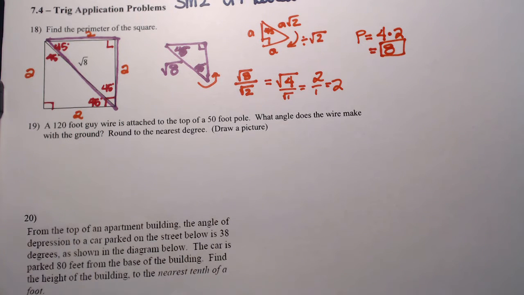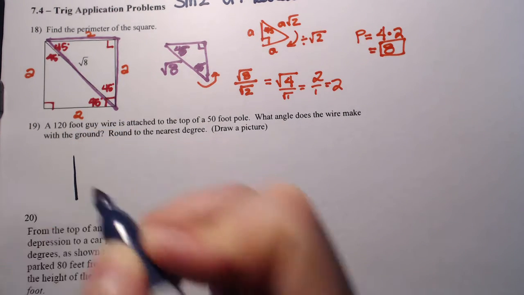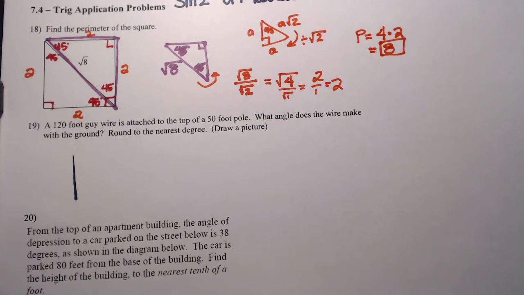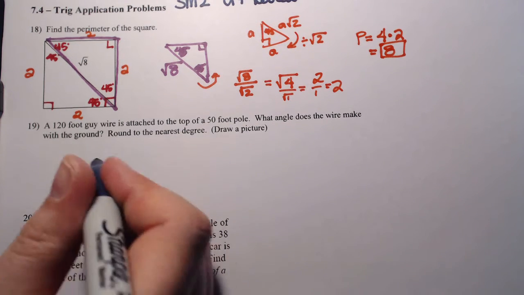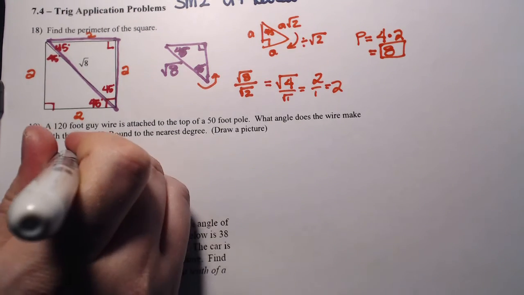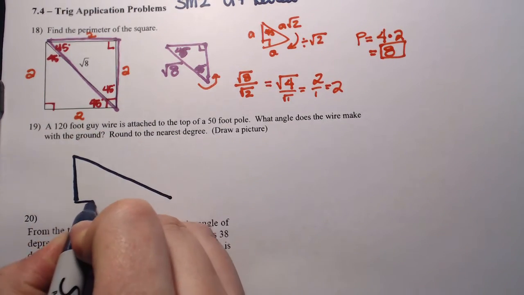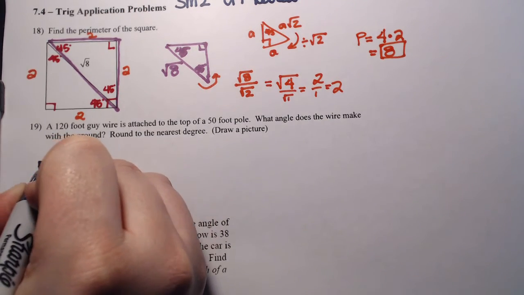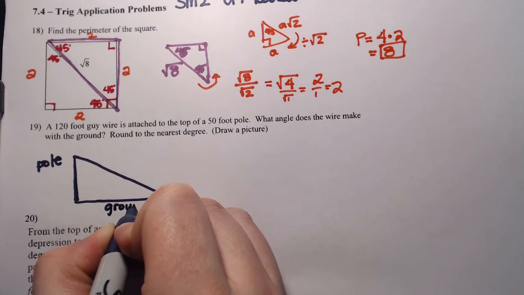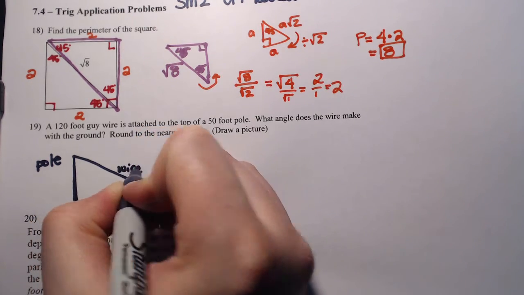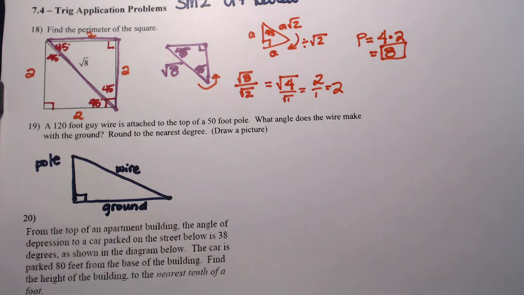This next one, a 120-foot guy wire is attached to the top of a 50-foot pole. So I have a pole. What angle does the wire make with the ground? So I have this pole, and then I have this wire coming down to the ground. So pole, ground, wire. And the pole is going to be at a 90-degree angle, and I want to find what is the angle it makes with the ground.